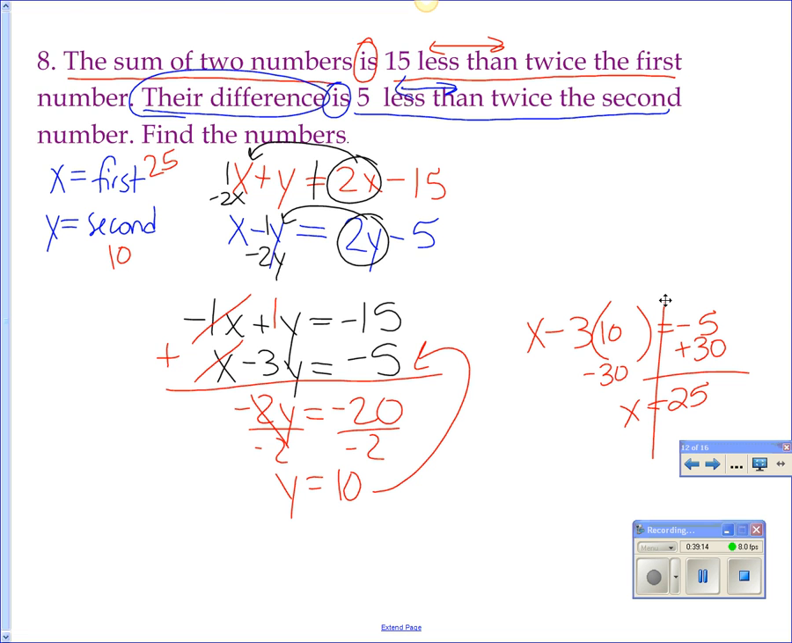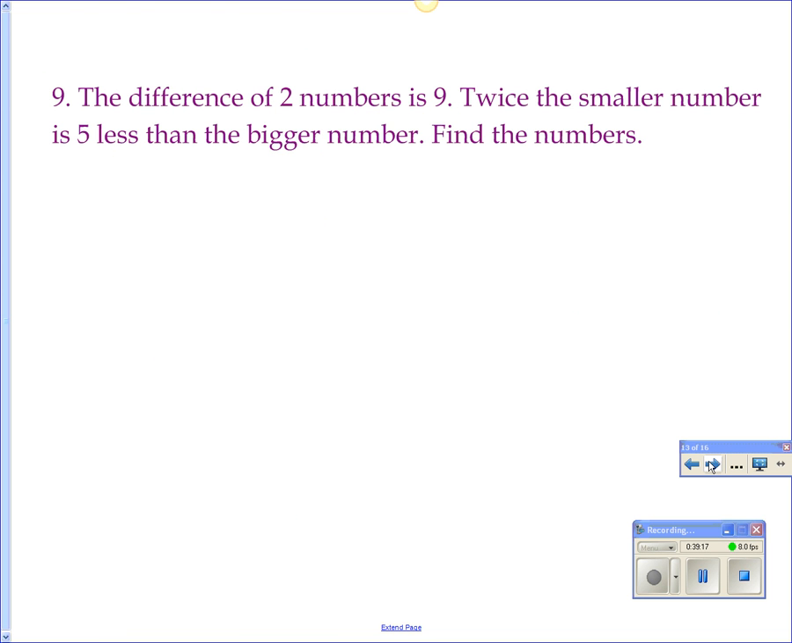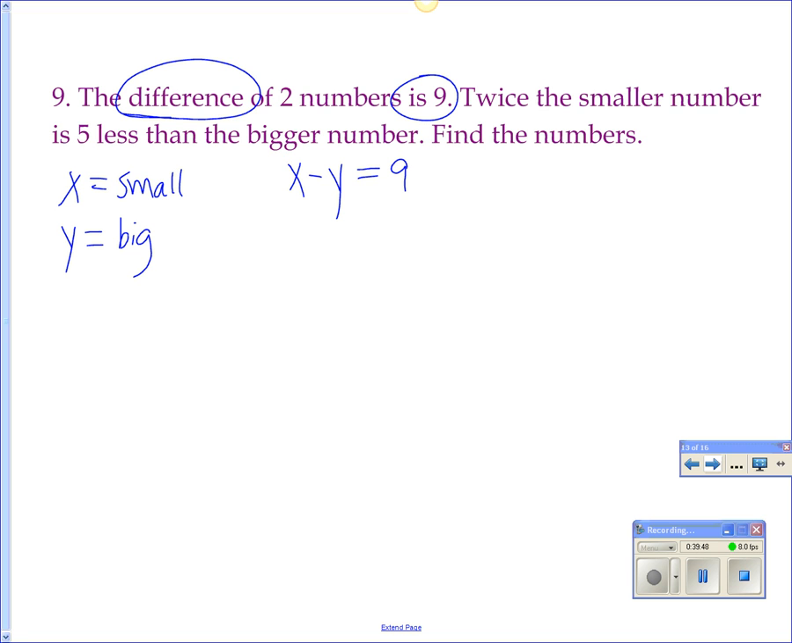Okay. Number 9, the difference of two numbers is 9. Twice the smaller number is 5 less than the bigger number. Find the numbers. Brandon, what are x and y going to be? Good. Small and big. Excellent. Shakira, how would I write the difference of the two of them? X minus y. And on this one, it's just equals 9. That's it for the first one. X minus y equals 9.